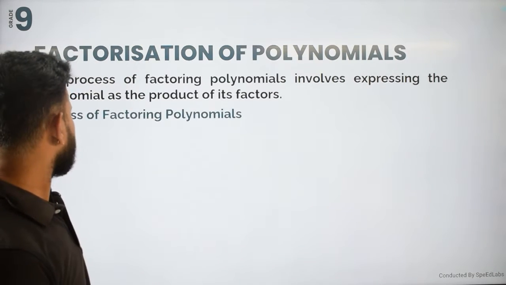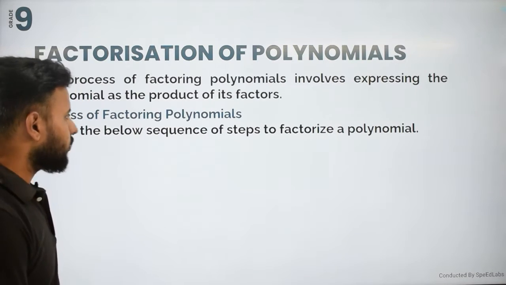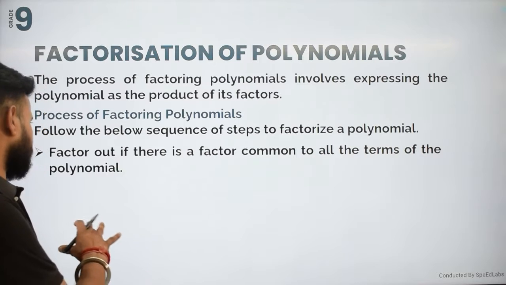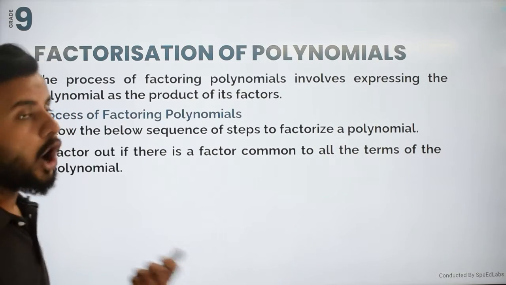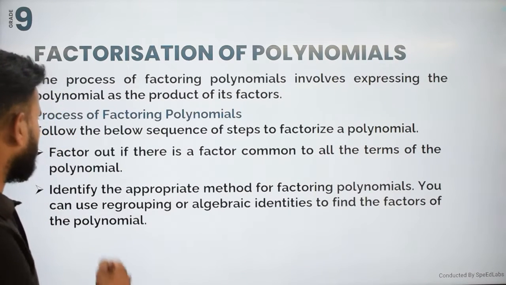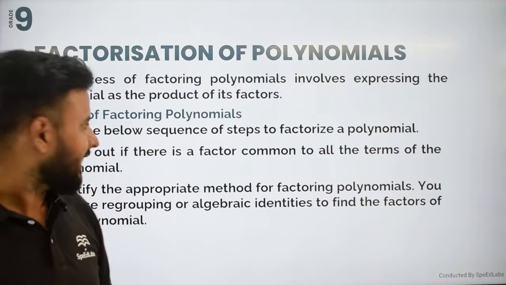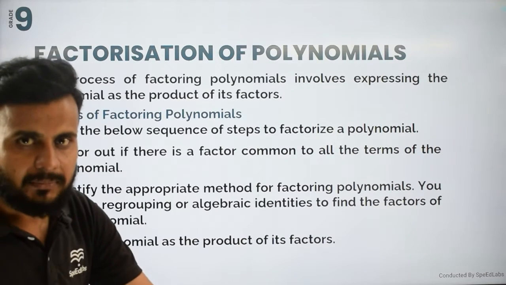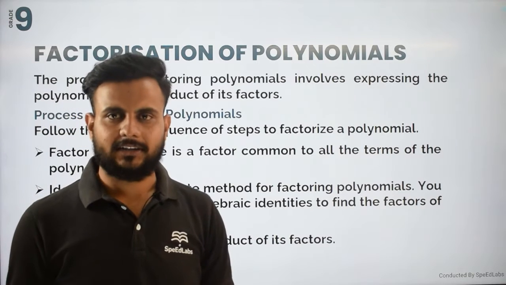So first, the process of factorizing a polynomial. First of all, we will find out the common terms and take them out. After that, we will identify the appropriate method which we need to use for finding the factors. We will use the method, and then we will write the polynomial as the product of factors.